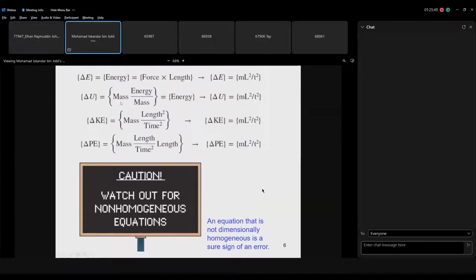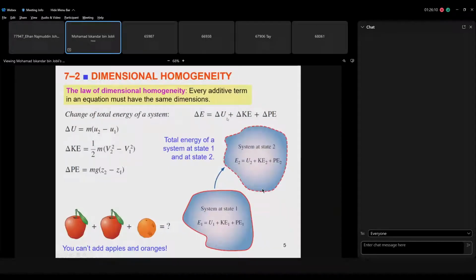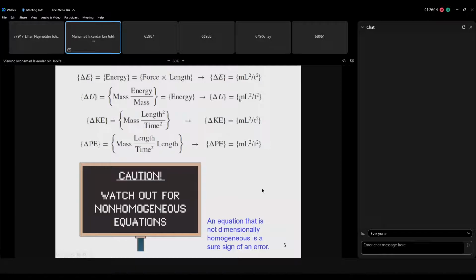Have a look at this. U equals mass multiplied with U mass. Now, you have energy, right? You have mass multiplied with the energy, which has already been defined earlier, divided by mass. So mass divided by mass equals energy. So energy equals delta U equals this. So the first part is correct, right? So E equals delta U is correct from its primary dimension.